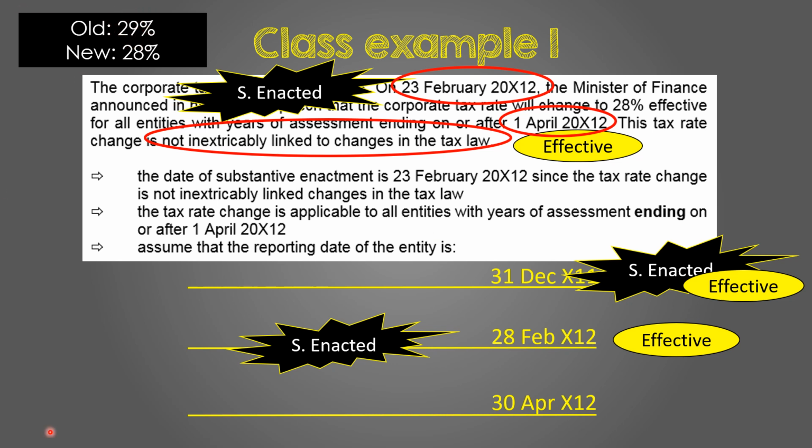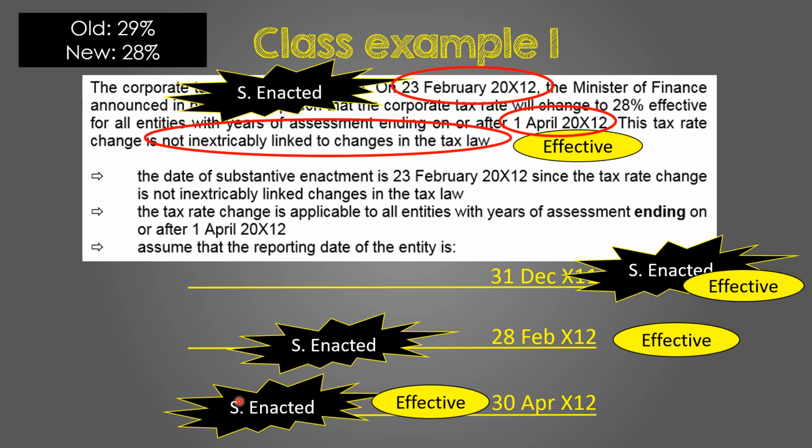Okay, and then lastly, if our financial year end is on the 30th of April 20x12, then the substantively enacted date as well as the effective date falls before this financial year end, which means that the rate is already effective at year end and it has been substantively enacted, which means we will use the new rate of 28% to calculate the current tax liability for this financial year.